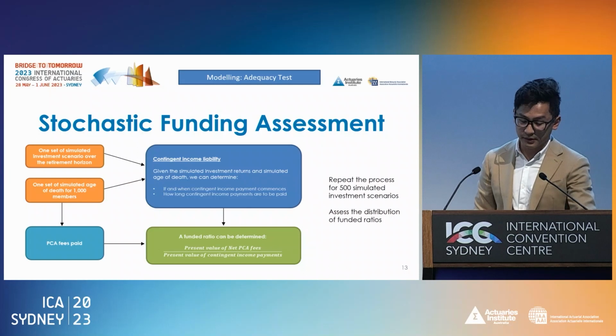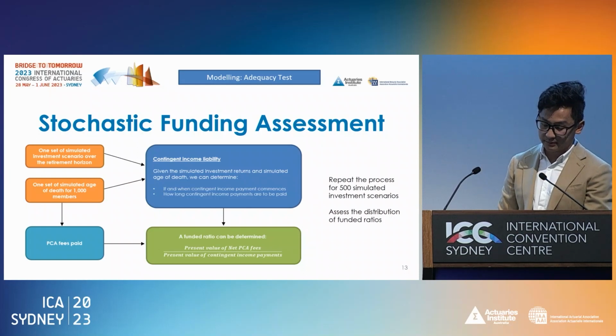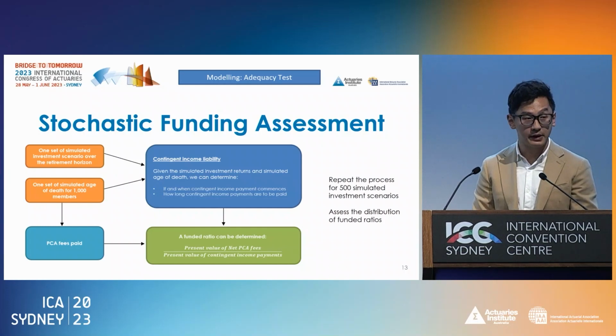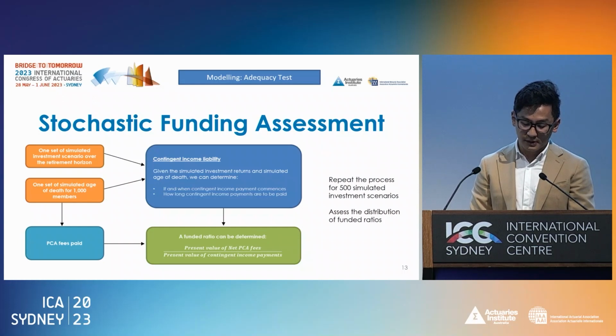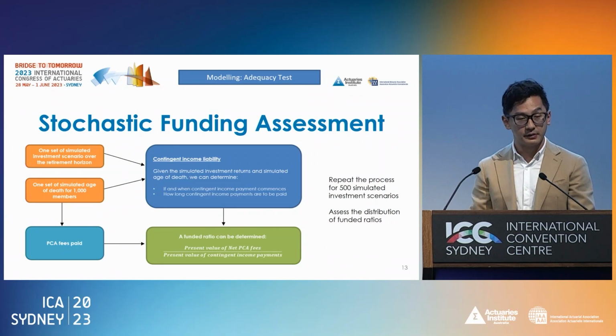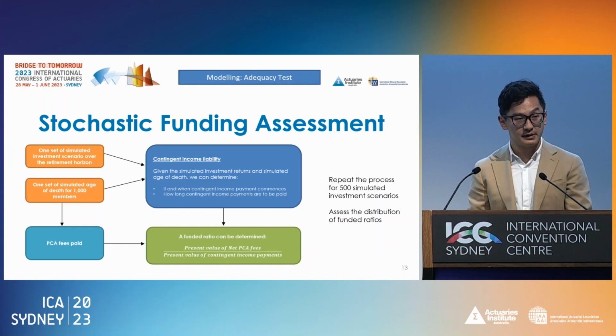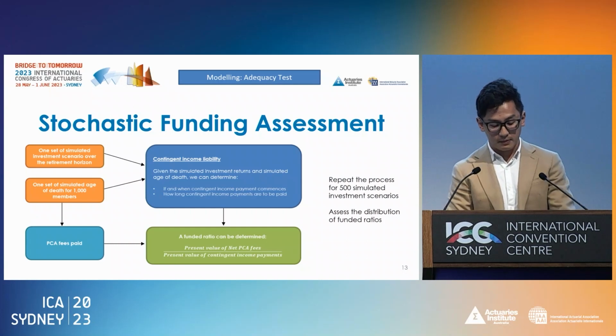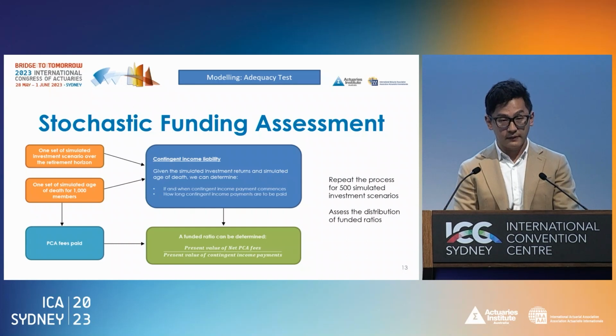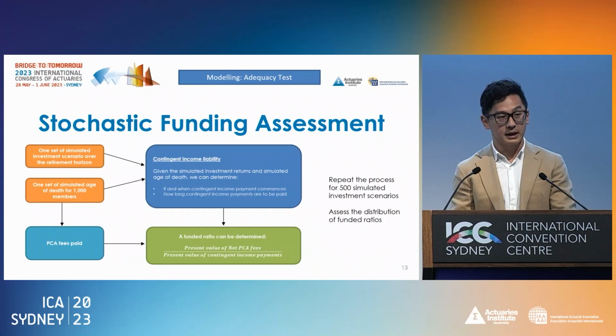In this slide, we explain the approach we use to test the pricing adequacy of our strawman design. For simplicity, we conducted a stochastic funding assessment for a closed group of 1,000 retirees of the same age. And then we simulate the age of death for each of them, and project their balance and permissible income based on 500 stochastic investment scenarios. And then we were able to determine if and when contingent income would come into effect for each retiree and how long this income needs to last. So this approach allows us to calculate the funded ratio for each investment scenario.